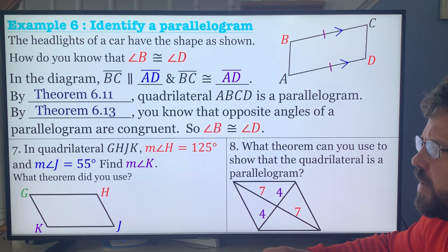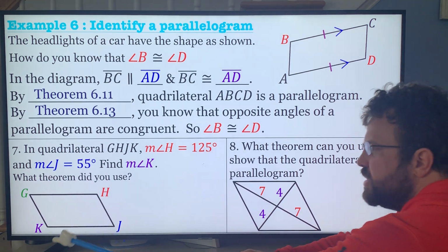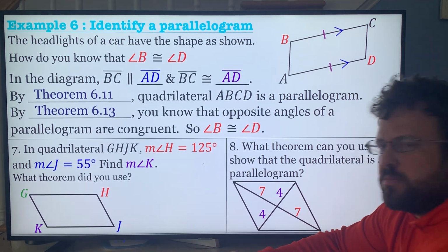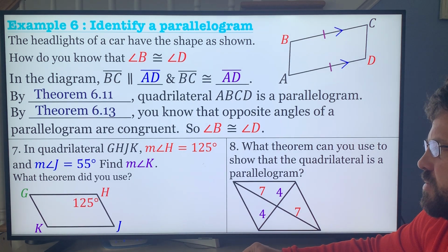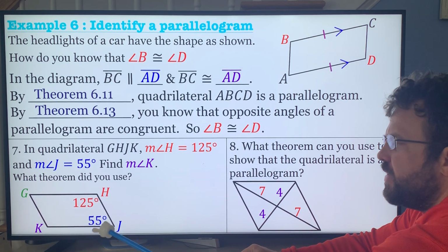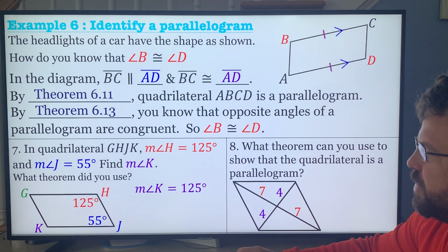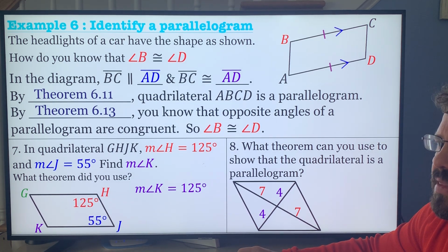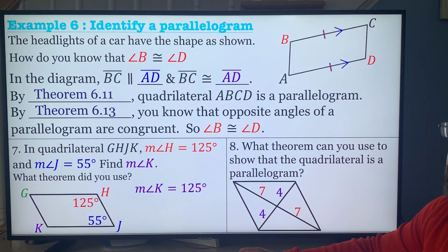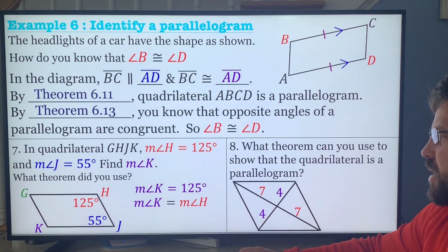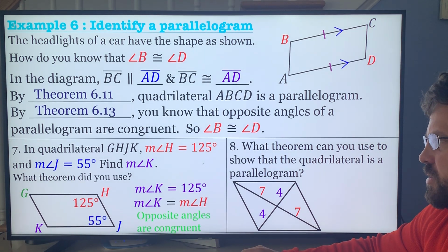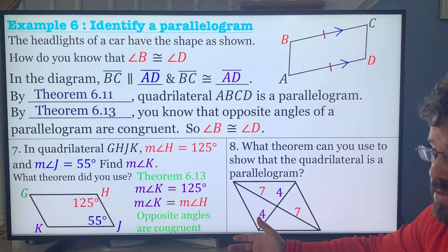In quadrilateral GHJK, the measure of angle H is 125, and the measure of angle J is 55. What is K equal to? K is congruent to H, right? So do we need this 55? No. We could just say the measure of angle K is 125. The theorem we're using is opposite angles are congruent. So angle K is equal to angle H. And that happens to be 6.13.